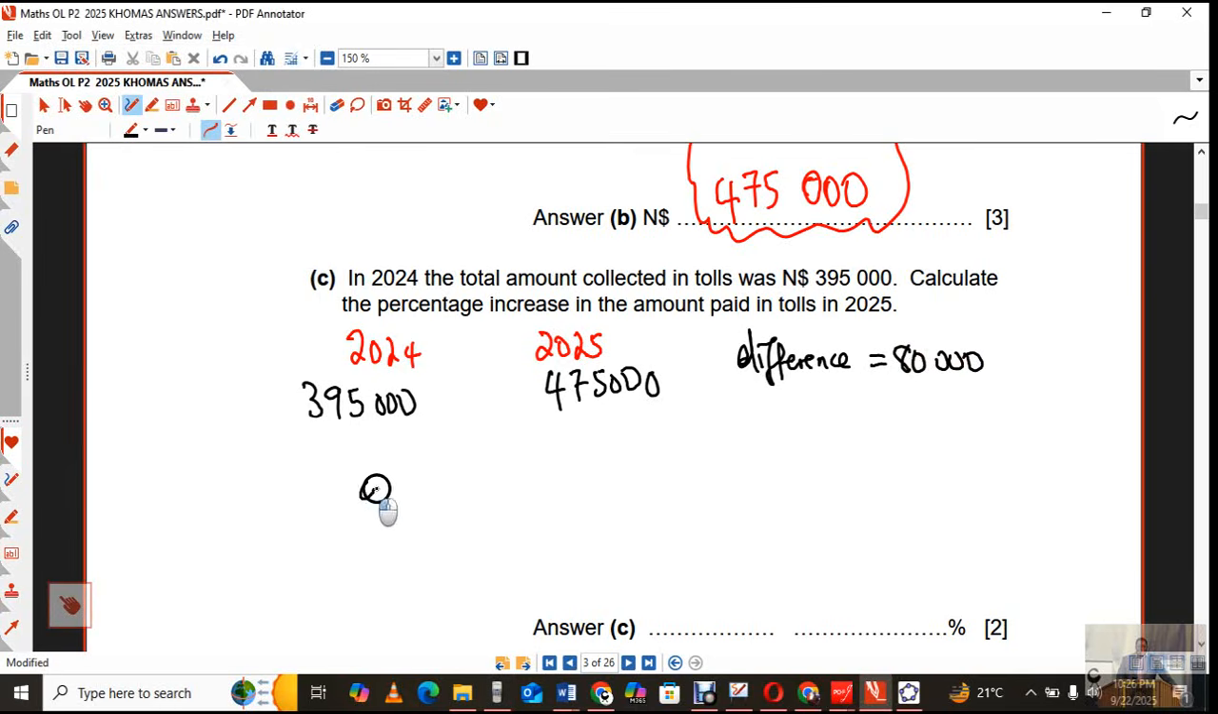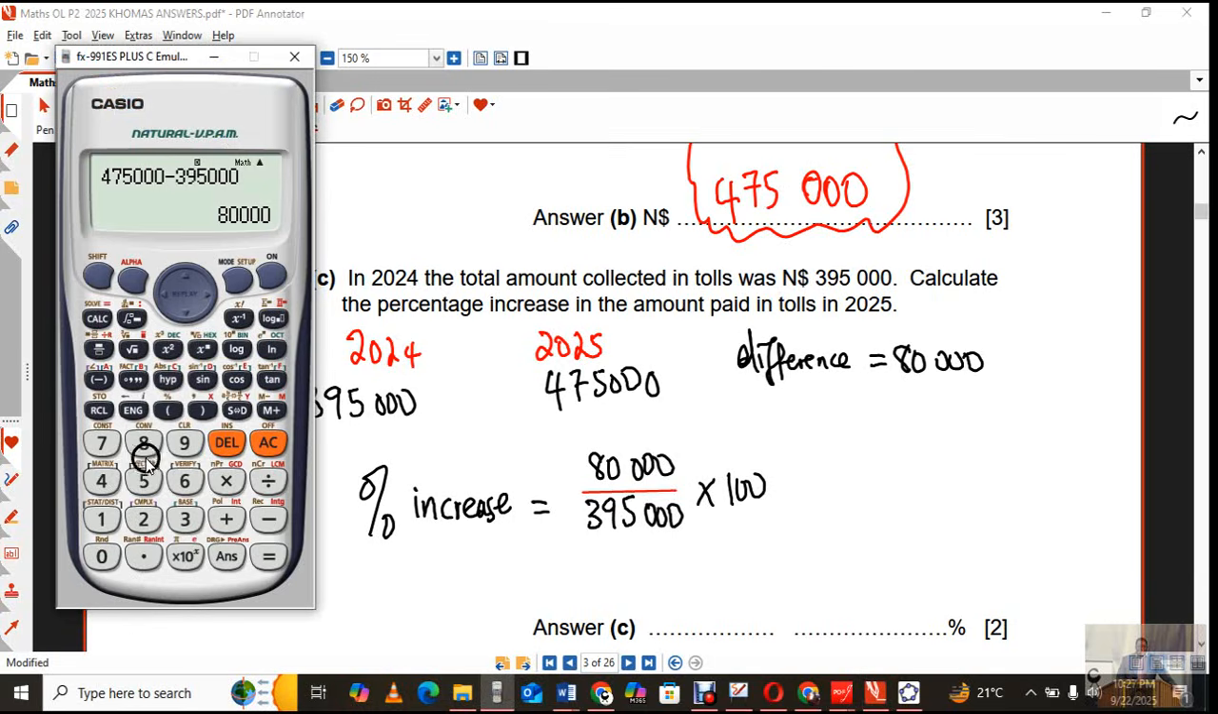Sometimes you will be given 1 mark for at least that. Percentage increase is that actual 80,000 over the original amount. What was the original amount? What was the original price? The original price was 395,000. So you put it over 395,000, and then you simply multiply by 100. So we are going to do just that. Take that answer of 80,000, put it over 395,000, and multiply by 100.